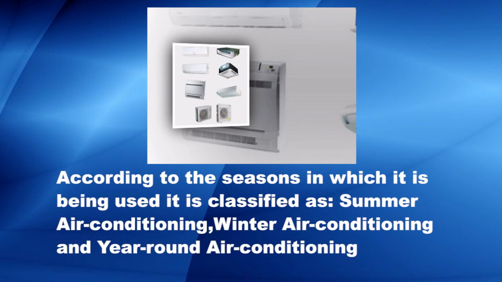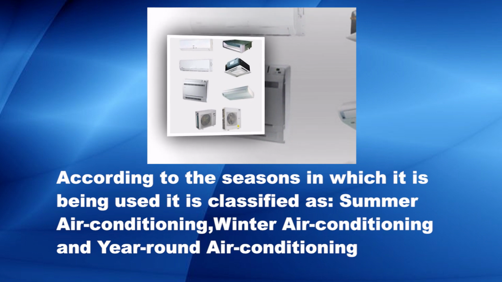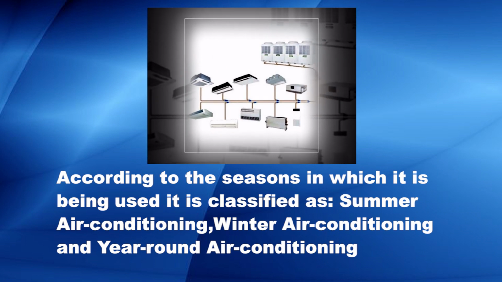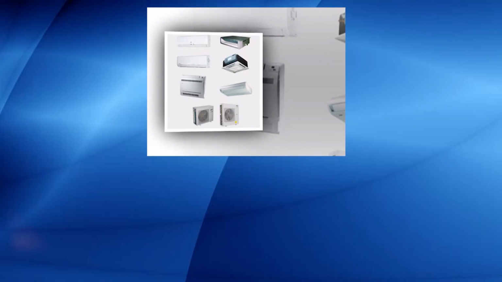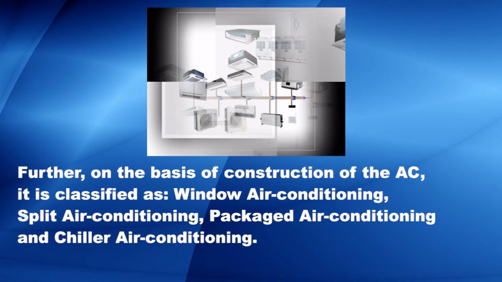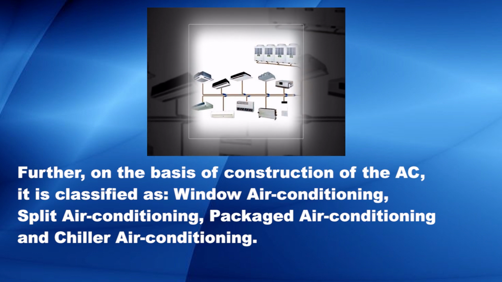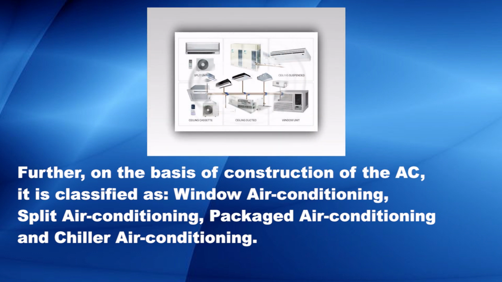There are many types of air conditioning systems. According to the season in which it is being used, it is classified as summer air conditioning, winter air conditioning, and year-round air conditioning. Again, on the basis of place of use, AC is classified as room air conditioning, central air conditioning, and vehicle air conditioning. Further, on the basis of construction, it is classified as window air conditioning, split air conditioning, packaged air conditioning, and chiller air conditioning. So, now let us discuss one by one.